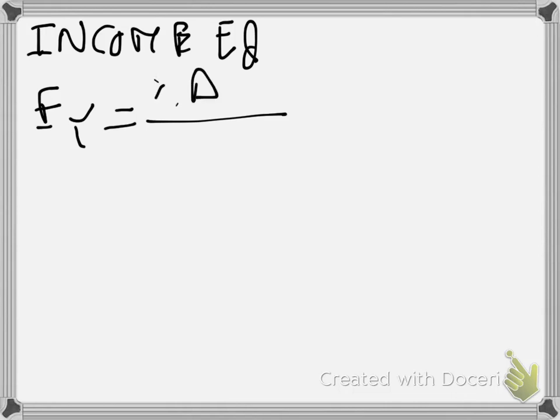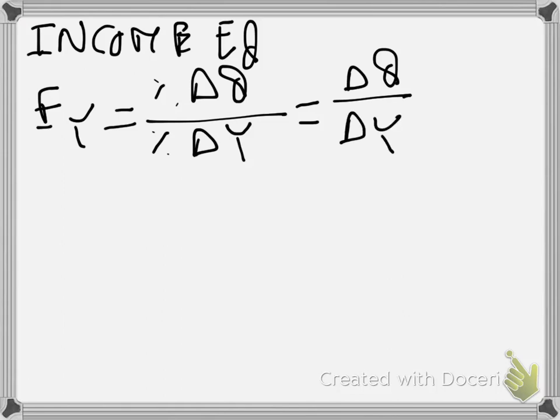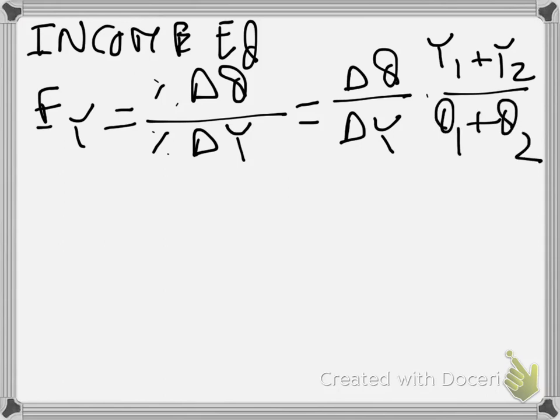So we usually write income elasticity of demand as the percentage change in quantity demanded when there is a change in income. Most of the time we try to use the arc elasticity measurement, so we can rewrite this as delta Q divided by delta Y times (Y1 plus Y2) divided by (Q1 plus Q2). So this is the arc elasticity measurement.